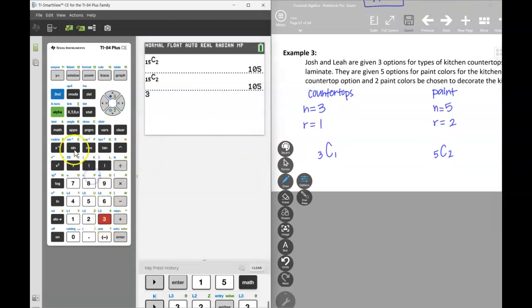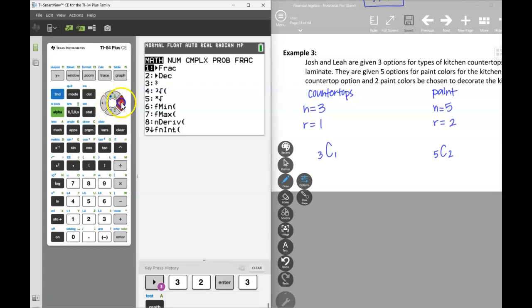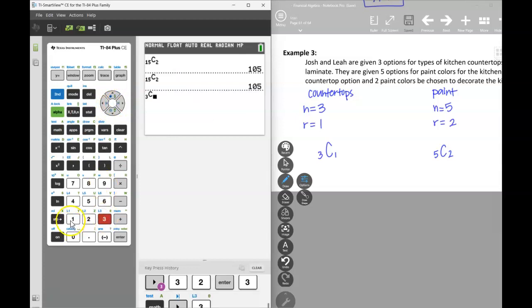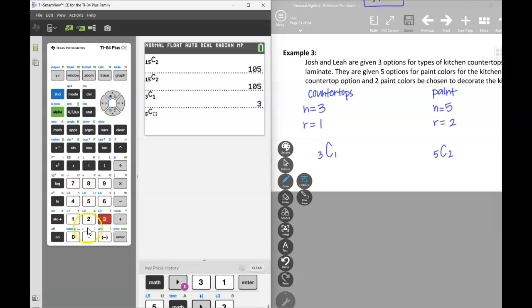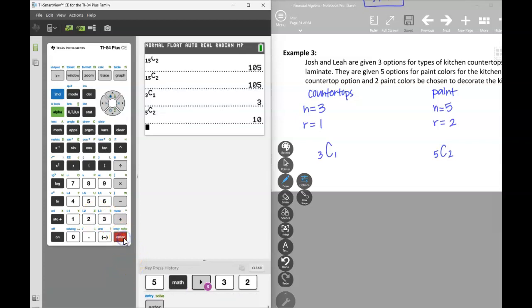So 3, math, probability, 3, 1. We get 3? Okay. And then we have 5, math, probability, 3, 2. We're good? And you got 10. Now, here's the thing.